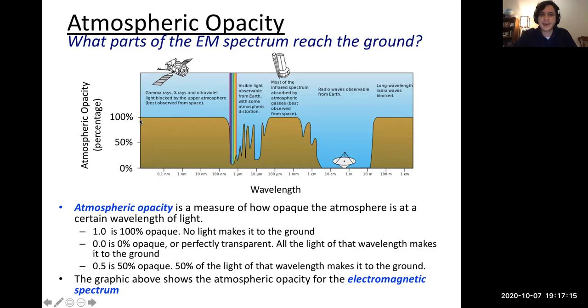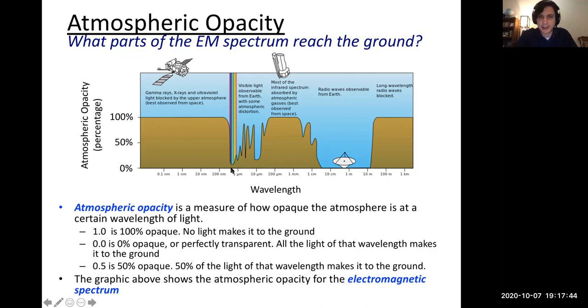And then what we're seeing in the brown here is how opaque, how much like the wall the atmosphere is. 100%, an atmospheric opacity of 100% opaque. So none of this part of the electromagnetic spectrum makes it through our atmosphere, 100% absorbed, which is great because that is gamma rays, X-rays, and ultraviolet light.